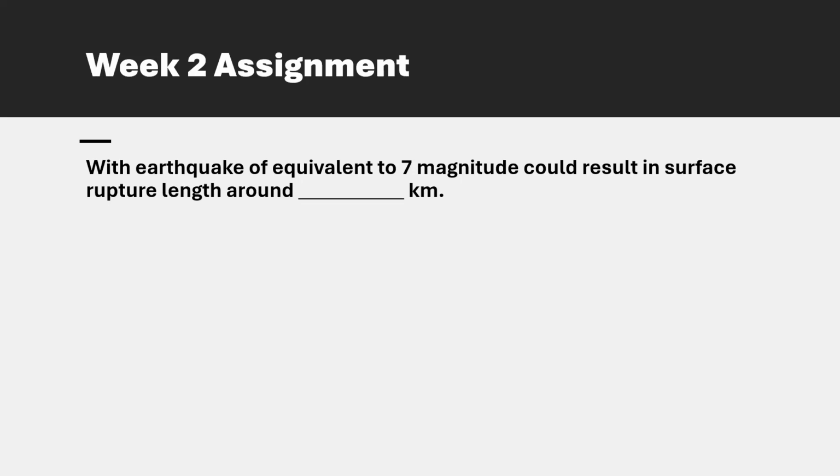Does anyone know? You are just given the magnitude of the earthquake, and you are asked to calculate the surface rupture length. You know what surface rupture is, right? The thing that you're seeing on the surface, the surface manifestation of the fault line which is causing the earthquake. Anybody know the answer? If you know, you can give me the answer. Or if you don't, I can explain.